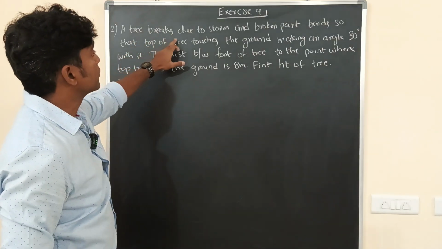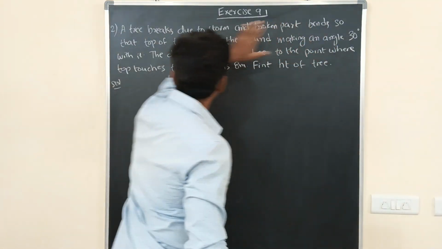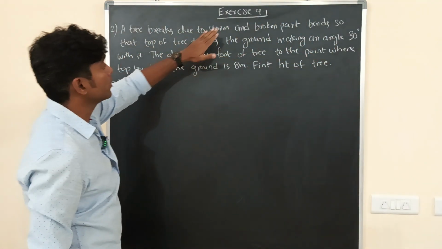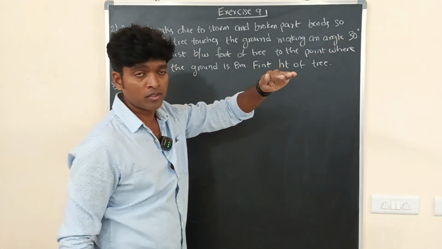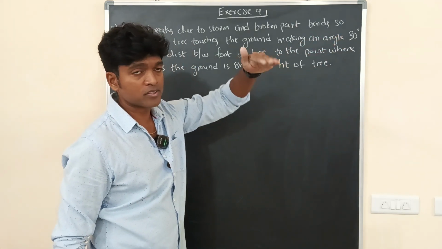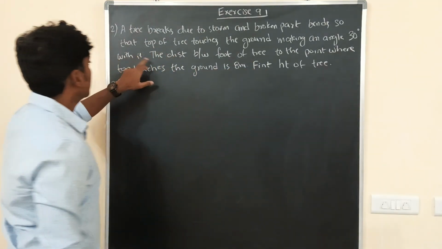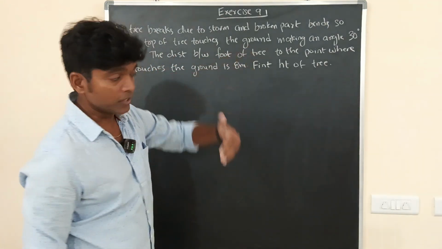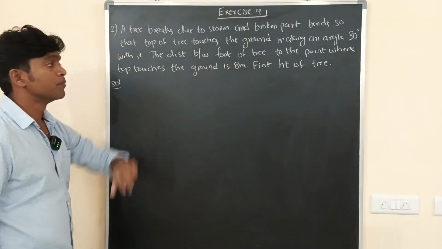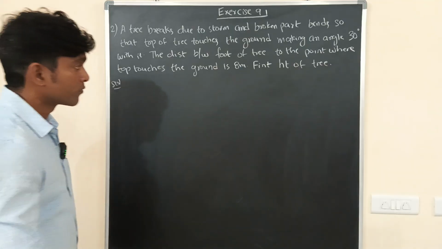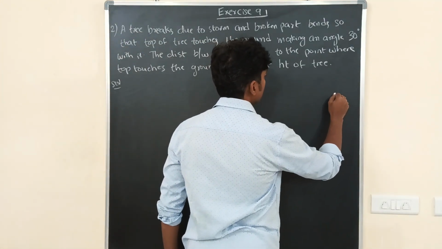A tree breaks due to a storm and the broken part bends so that the top of the tree touches the ground, making an angle of 30 degrees. Means the tree has broken and the broken part is bent like this and making a 30 degree angle. The distance between the foot of the tree and the point where the top of the tree touches is 8 meters. Find the height of the tree. First of all, we have to draw the diagram.